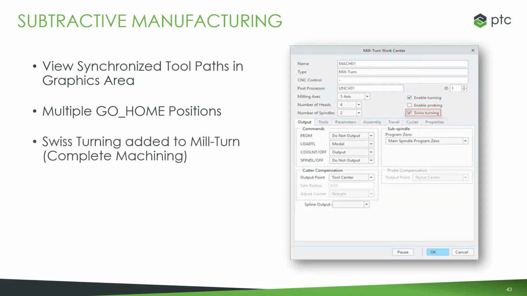We also have a dedicated capability to explicitly call out Swiss machining. So if you have a machine with this capability, now you have the option to have all of the appropriate CL commands dedicated to that type in the output file.